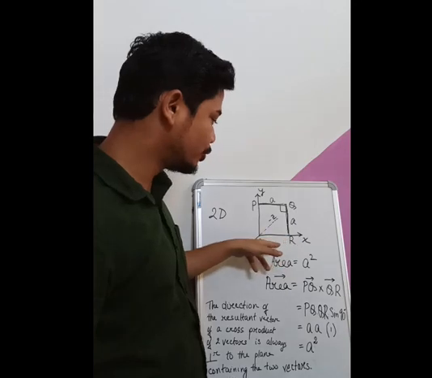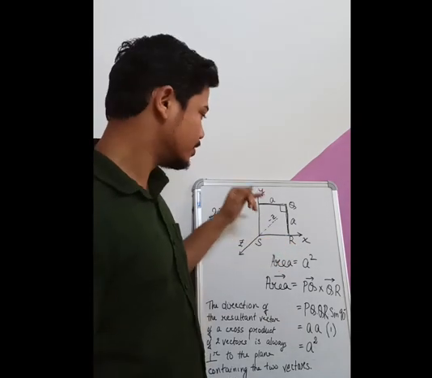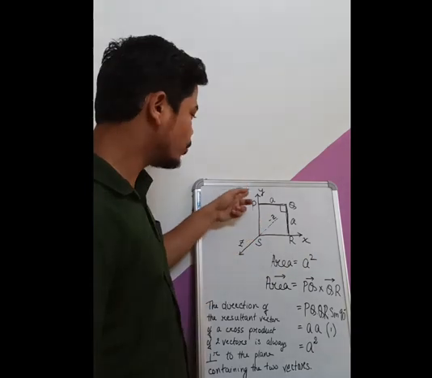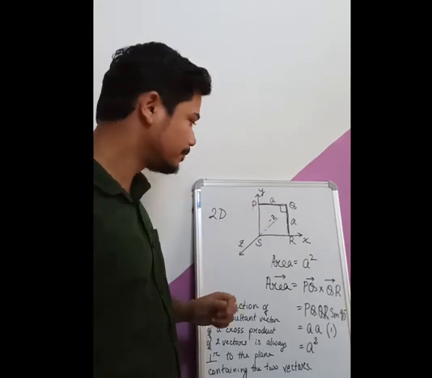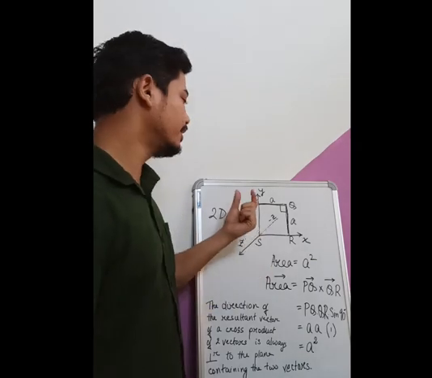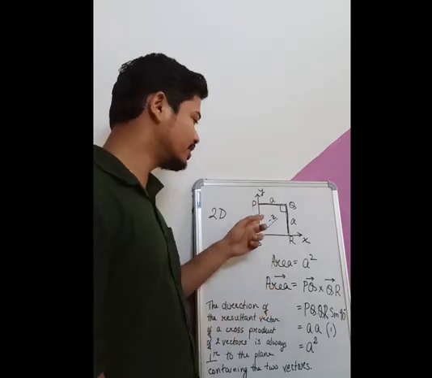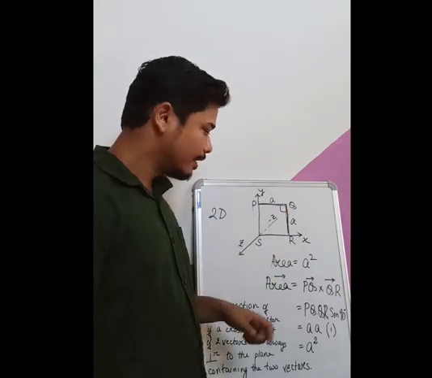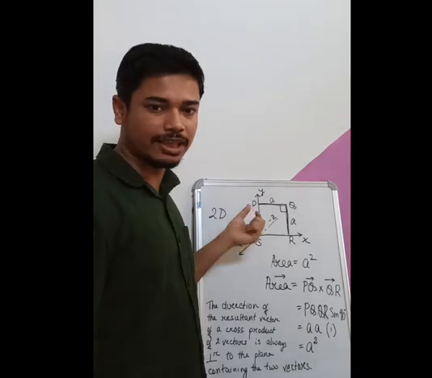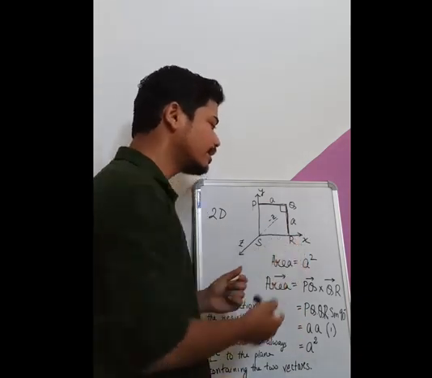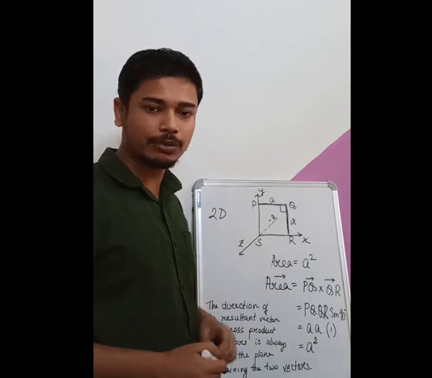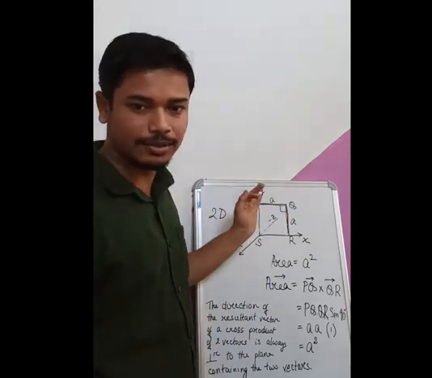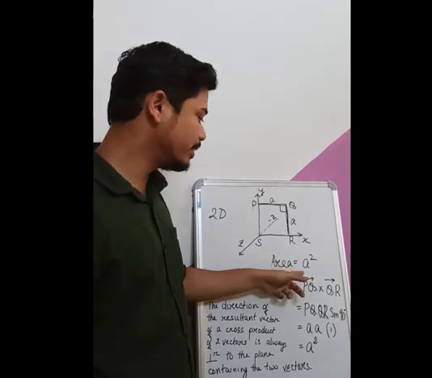I have drawn here the rectangular coordinate system. Here I have drawn the x coordinate, here y, and this is the z direction. In this rectangular coordinate system I have represented a square of side A in the xy plane. Now what would be the area of this square? The square is PQRS. What would be the area of the square PQRS? As you already know, it's side into side, or side squared. So this would be A square.